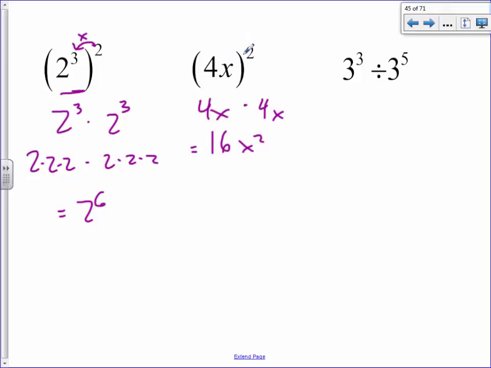Here's a faster way of doing that, though. Maybe I'm taking way too long and you're getting bored here. Really what you need to do is you need to square the x, and you need to square the 4. So 4 squared is 16, and x becomes x squared.